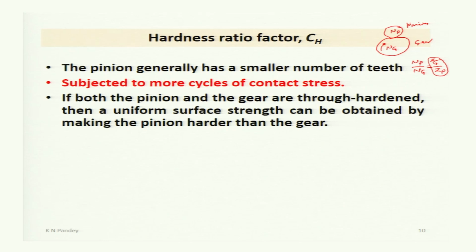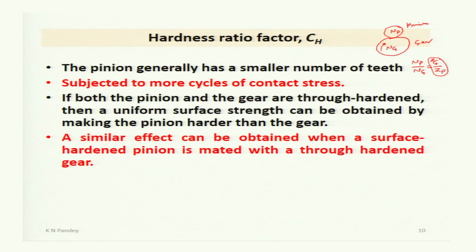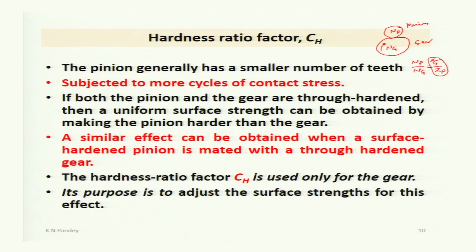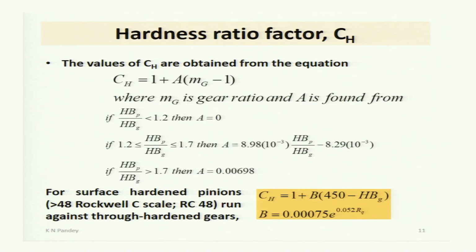If both the pinion and gear are through hardened, then a uniform surface strength can be obtained by making the pinion harder than the gear. A similar effect can be obtained when a surface hardened pinion is mated with a through hardened gear. The hardness ratio factor CH is used only for the gear. Its purpose is to adjust the surface strengths for this effect, and it is given by an empirical formula obtained through experiments: CH equals 1 plus capital A times the bracket mg minus 1, where mg is the gear ratio and it is equal to Zg divided by Zp.